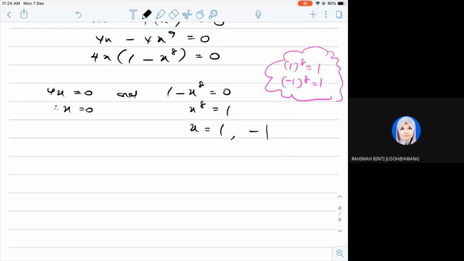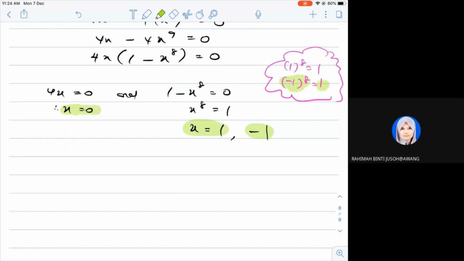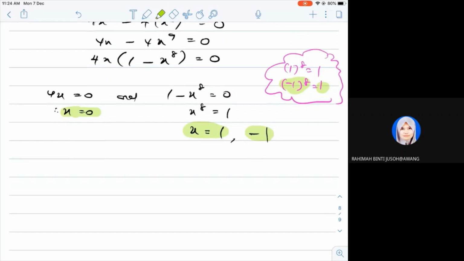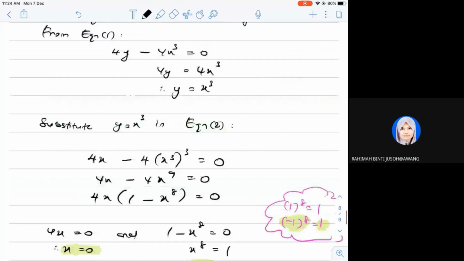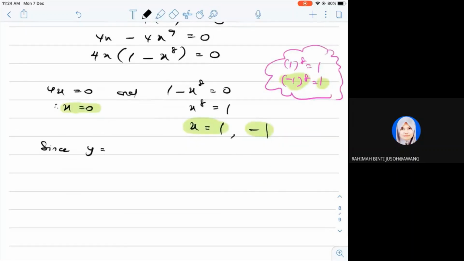Okay, so you all ada 3 coordinates ni guys. Understand? X equals to 0. And then x equals to 1 and also equals to negative 1. Sebab negative 1 to the power of 8 also equals to 1, equivalent to 1. Okay, so as we know, since y equals to apa tadi? Y equals to x cubed. Thus, when x equals to 0, we will have y also equals to 0.